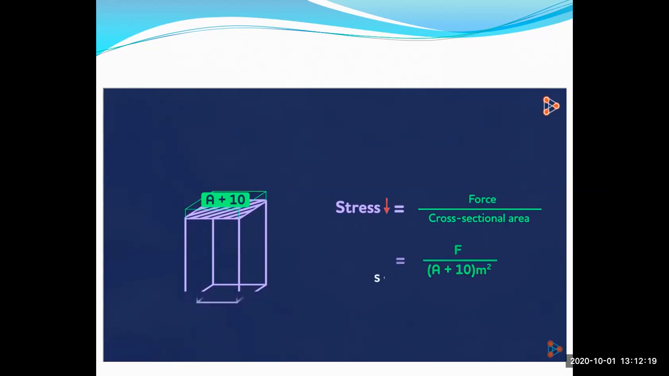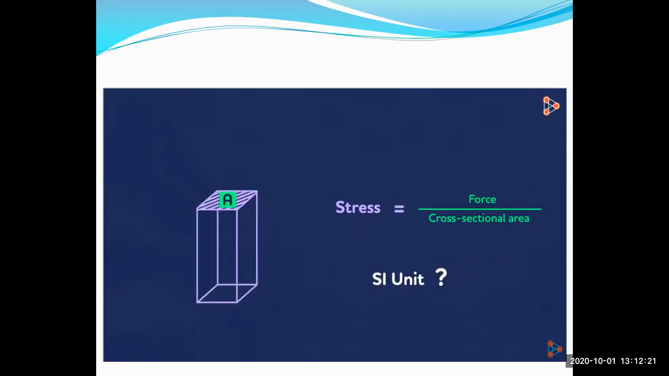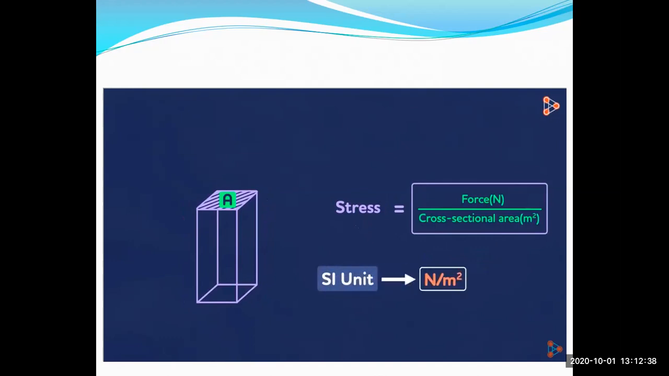Now, what is the SI unit of stress? Any guesses? Stress is force per unit area. The SI unit of force is Newton, denoted by N, and that of area is meter squared. So the SI unit of stress is Newton per meter squared. However, this unit is given a name and it's called Pascal, denoted by PA.